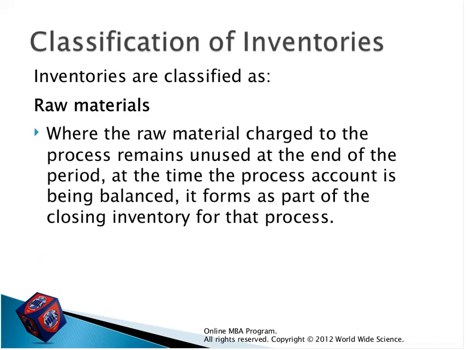So we have some classification of inventories. They are classified as raw materials. For example, at a furniture factory that produces furniture, they have raw materials like wood and iron. So these are all raw materials. Raw materials charged to the process that remain unused at the end of the period, at the time the process account is being balanced, form a part of the closing inventory for that process.